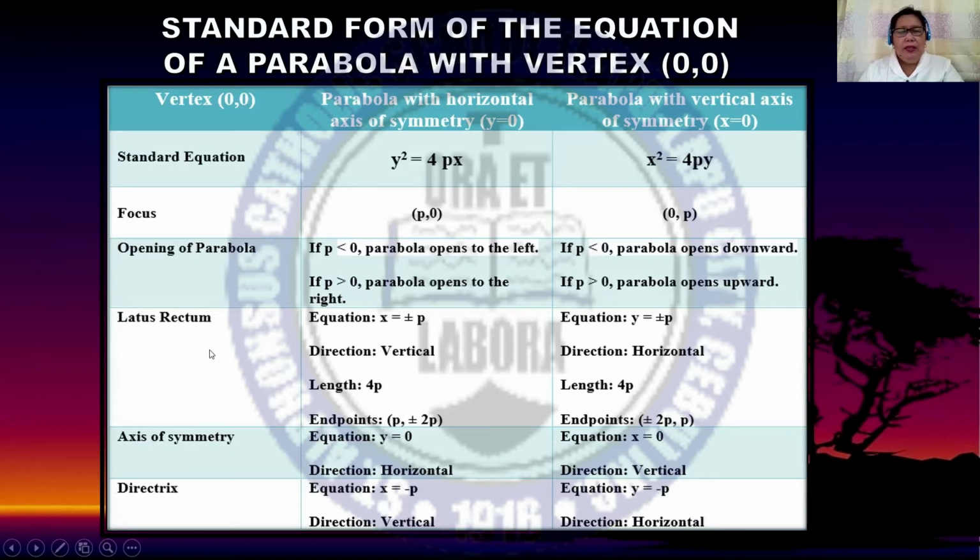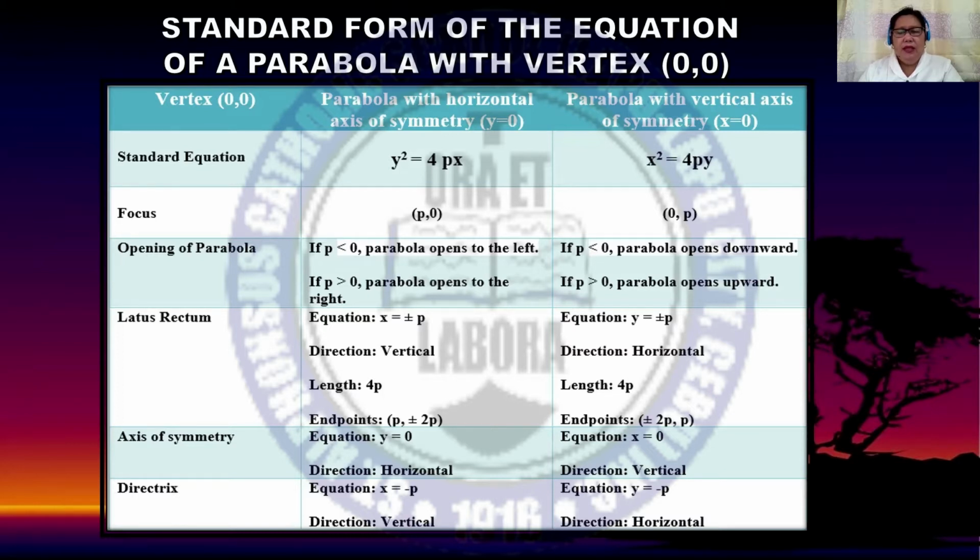For the latus rectum of the horizontal parabola, the equation is x = positive or negative p. The direction of the latus rectum is vertical. The length is 4p. For the equation of the latus rectum of the vertical parabola, we have y = positive or negative p. The direction of the latus rectum is horizontal.